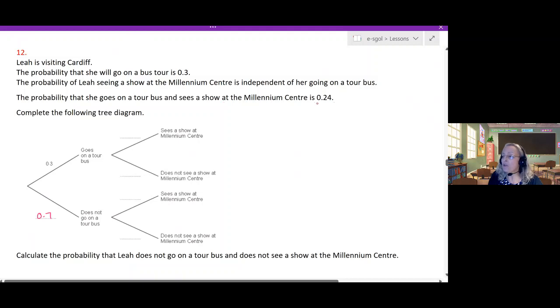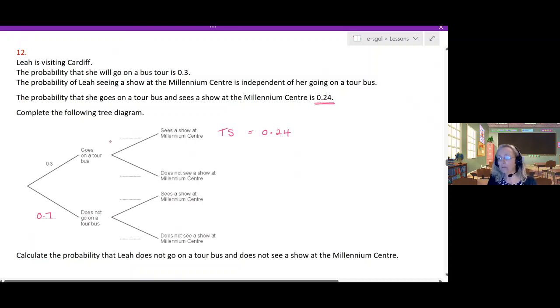Now, the main problem that happens here is that people will go and write this 0.24 here where it says sees a show at the Millennium Centre, but that's not what they've given us. So what they've actually told us here is the chance that she goes on a tour bus and sees a show at the Millennium Centre is 0.24. So this is tour bus and sees a show. That's what's equal to 0.24. It's not her seeing a show at the Millennium Centre that's 0.24, it's this part at the end.